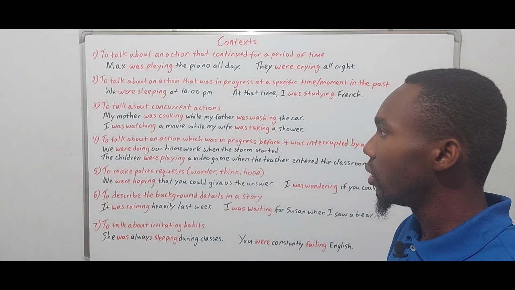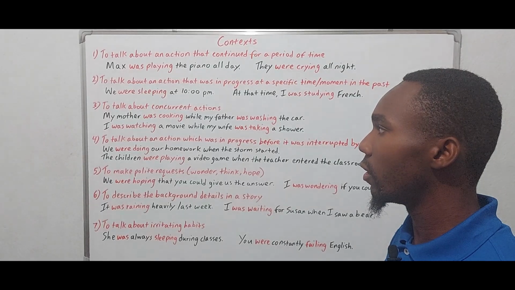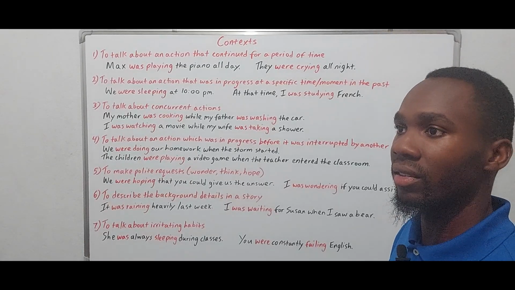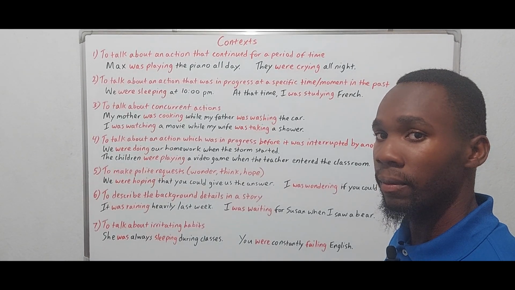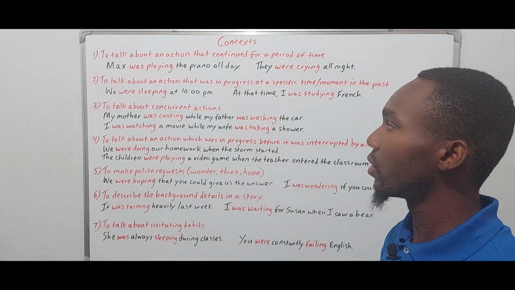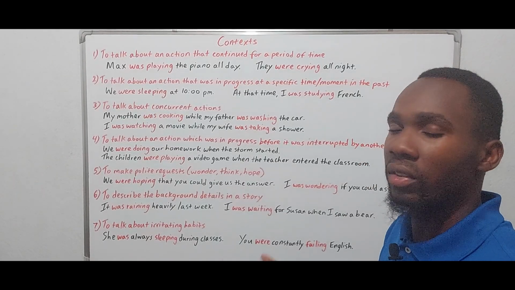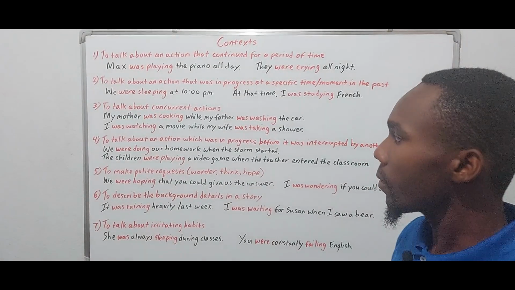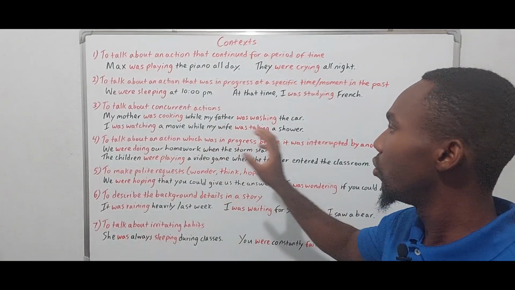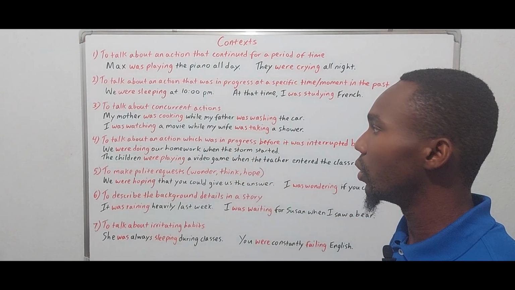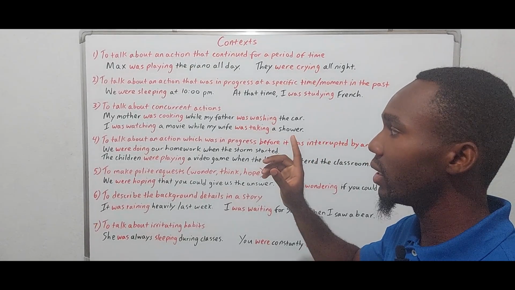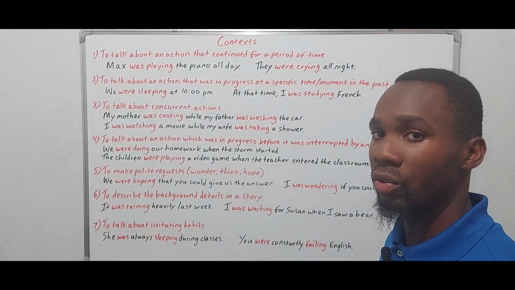These are two actions that were in progress, right? And they were happening at the same time. So we utilize the past continuous, of course, in the past, right? I was watching a movie while my wife was taking a shower. Once again, two actions that were happening at the same time. And it is worth noting that the actions do not have to be connected to each other.